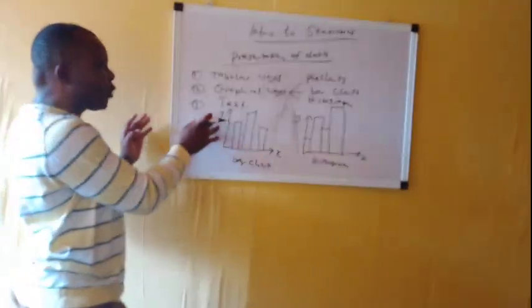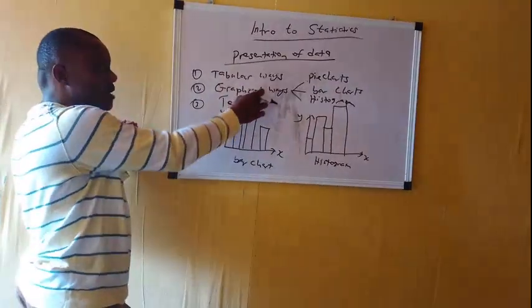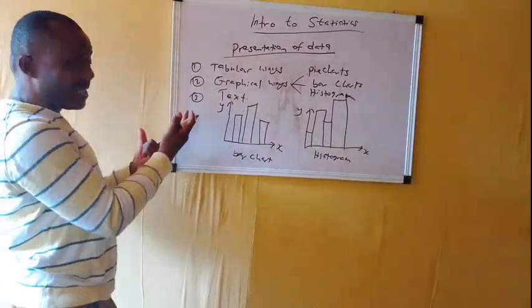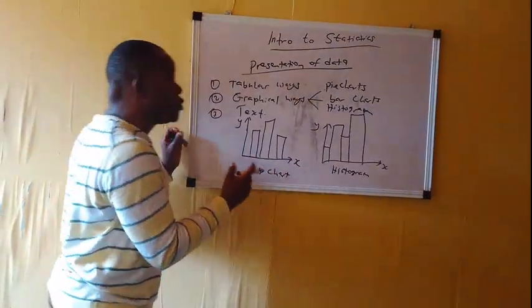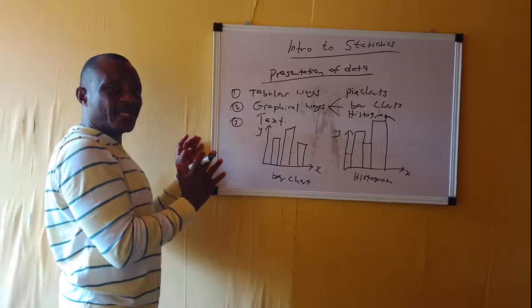So these are ways. Then the third way we can present data is called the text way. This one, like a normal text message, you type them, you record them in text form. So there are other ways we can use to present data, but these are the three major ways.